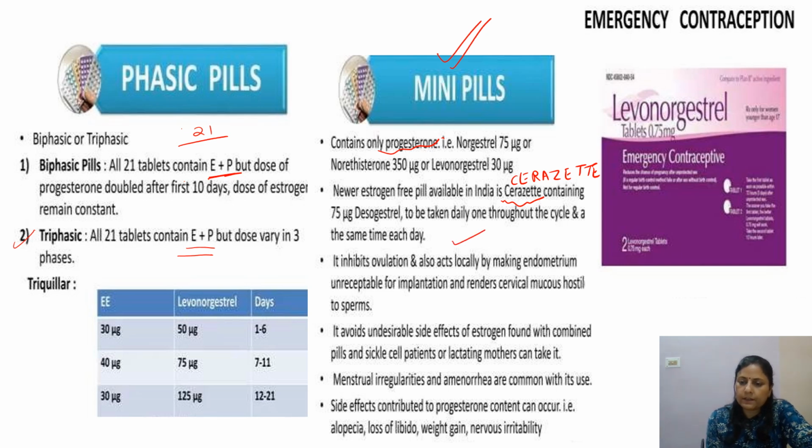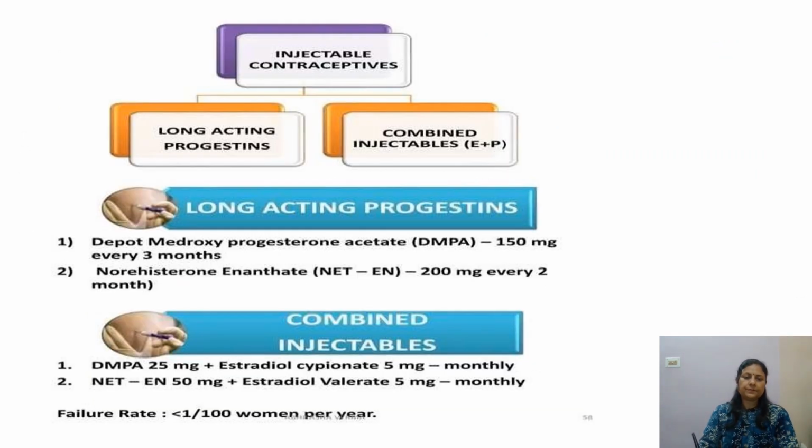And how does it help in contraception? Because it inhibits ovulation. It prevents ovulation, therefore it causes contraception. Next is emergency contraception. The emergency contraceptives are Levonorgestrel or Gestrol, and they also come under the name of I-pills. They can be used in emergency cases.